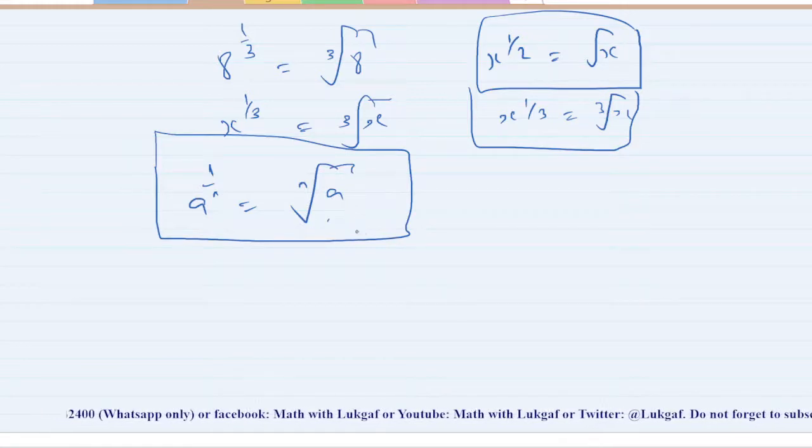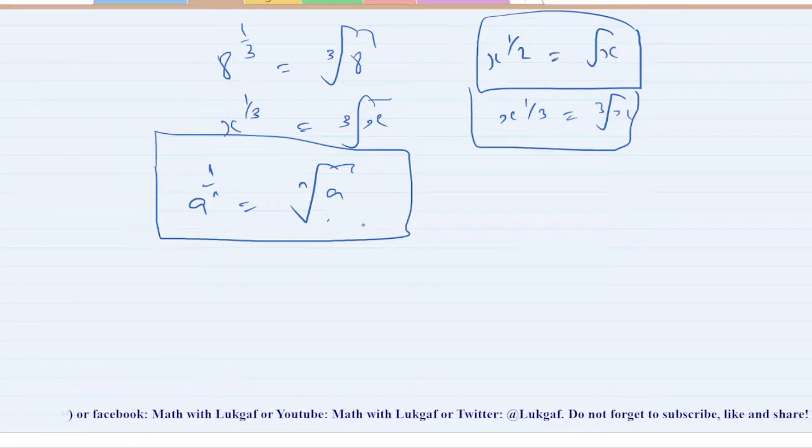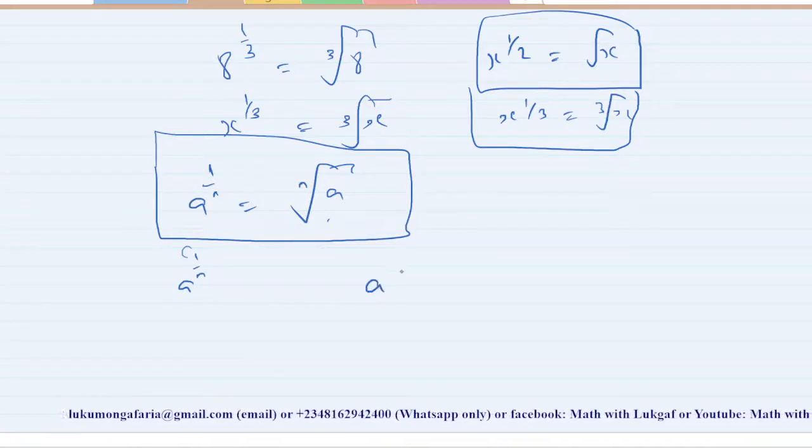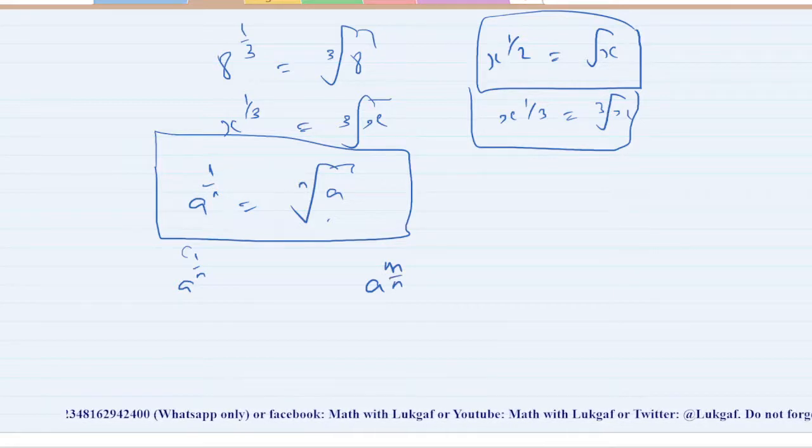Okay, now let's say what you have are the indices. If the fraction is not 1/n, what I'm trying to say is, if the numerator here is not 1, what are you going to do? Let's say I have something like a raised by m divided by n. That is not difficult to do as well.